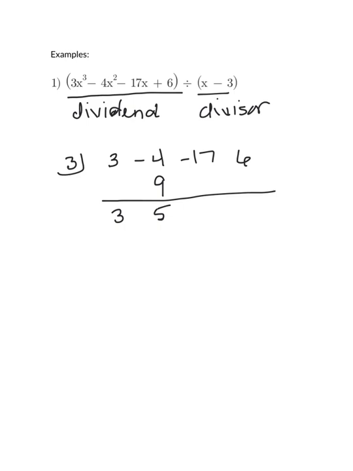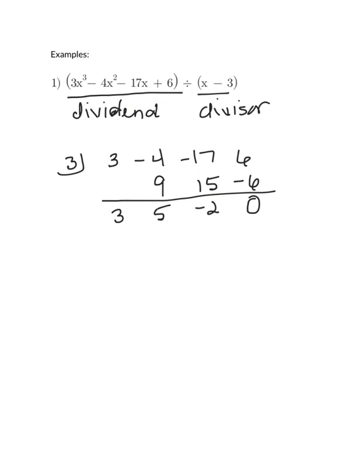Now multiply the 5 times the 3 of the divisor. You get 15. Add negative 17 plus 15 gives me negative 2. And then negative 2 times 3 gives me negative 6. And when you add these last two, you get 0.